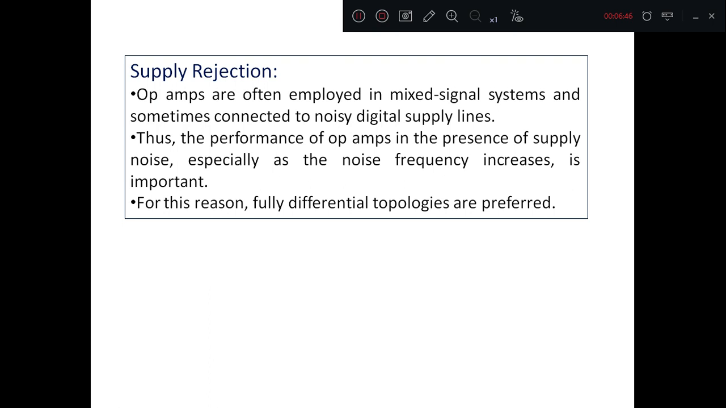Supply rejection. Op-amps are often employed in mixed signal systems and sometimes connected to noisy digital supply lines. See, when they are connected to noisy digital supply lines, then the supply rejection plays a very important role. Thus, the performance of an op-amp in the presence of the supply noise, especially as the noise frequency increases, is important. For this reason, fully differential topologies are preferred.